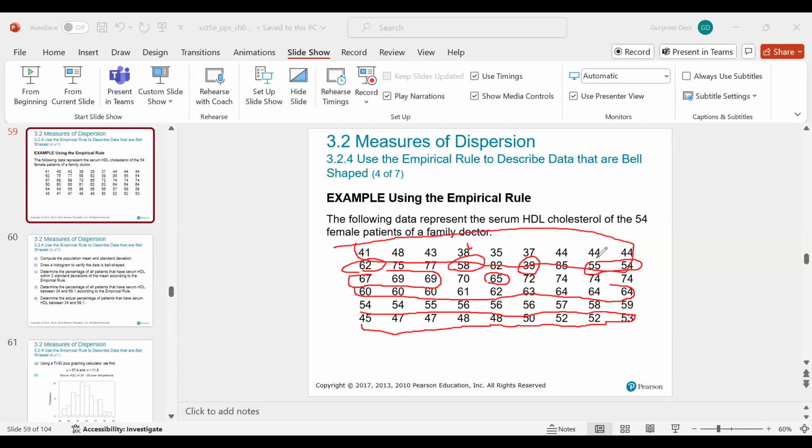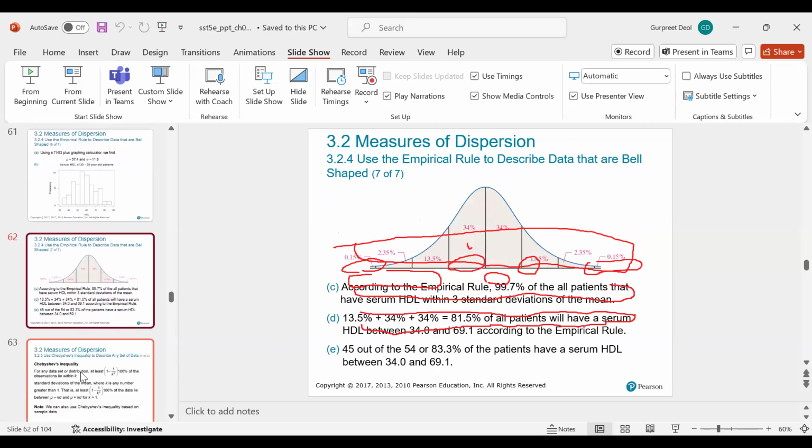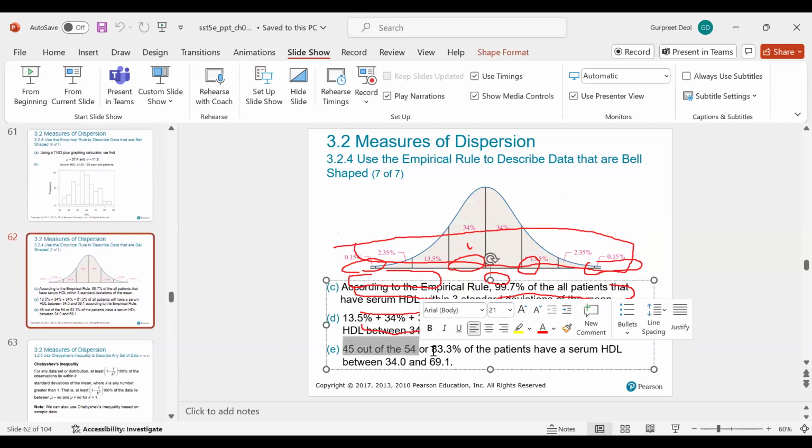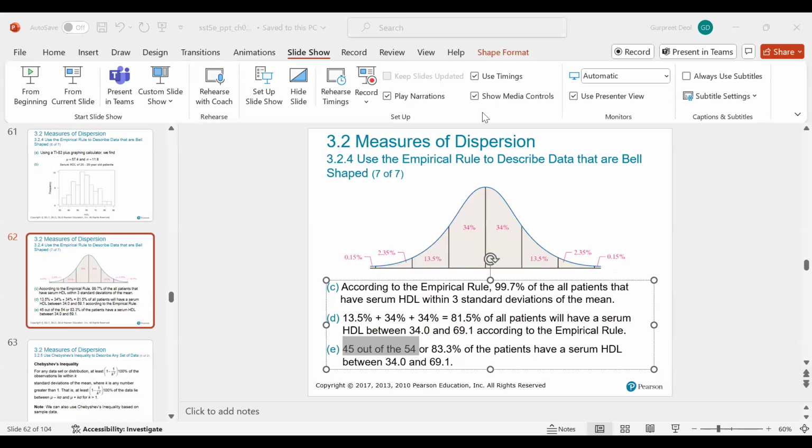36 plus 9 is 45, which they were stating in this slide down here. They were saying 45 out of 54 are there, which is about 80%. If we divide 45 by 54 on the calculator, we will get 0.833, which is 83.3% of the patients have a serum HDL between that. That was the last part to be answered. Let me know if any question came up or any thought occurred.